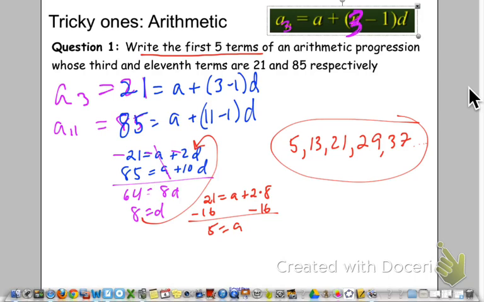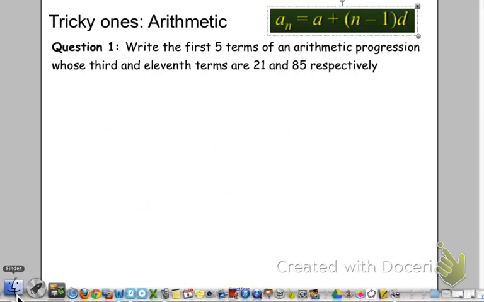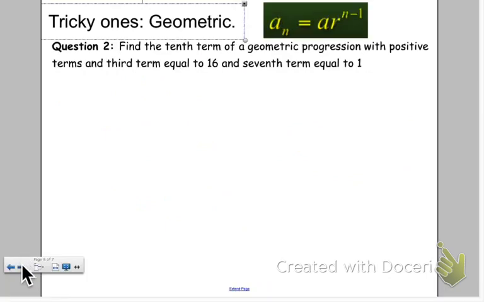Alright, next one is going to be an even cleverer one. Alright, so geometric. It says that the 10th term of a geometric progression, so a geometric sequence, we want the 10th term, so we're not doing a sum of terms, we're just finding the 10th one, with positive terms. That means the common ratio is going to be a positive number, not a negative that would flip-flop them back and forth. And the third term is 16, and the 7th term is equal to 1.